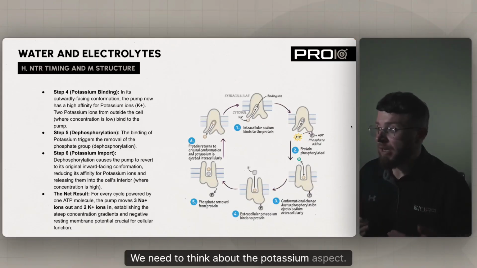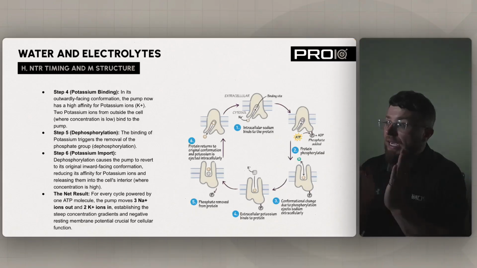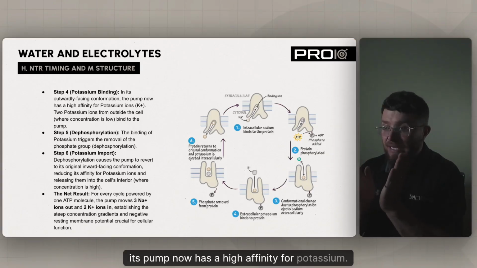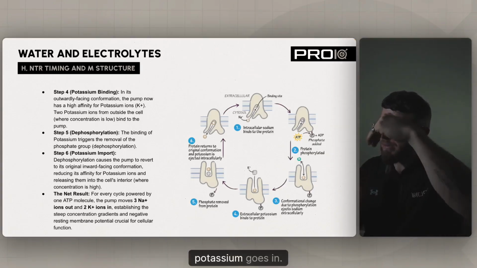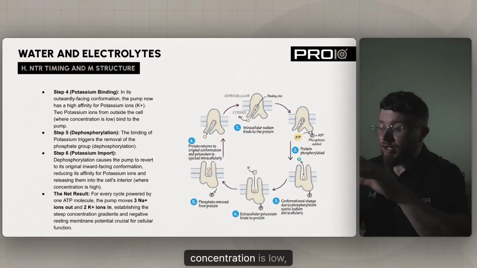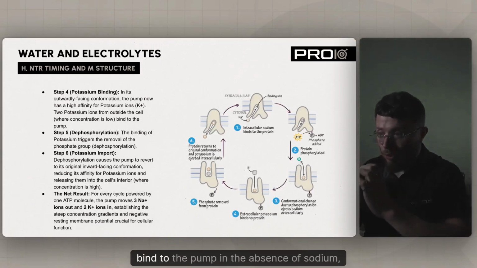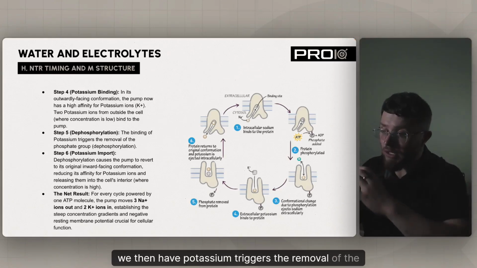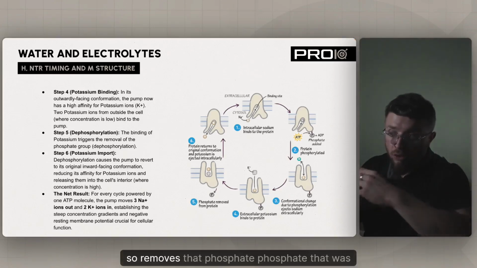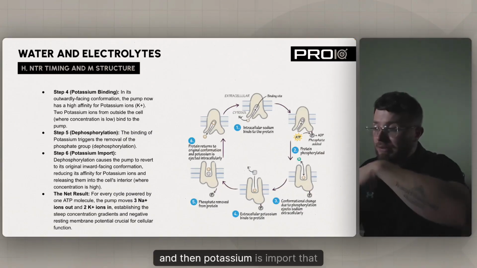We need to think about the potassium aspect. So potassium binding, right, in its outwardly facing position, the pump now has a high affinity for potassium. As sodium goes out, potassium goes in. 2 potassium ions from outside of the cell, where concentration is low, i.e. there's less potassium on the outside of the cell, bind to the pump in the absence of sodium. We then have potassium triggers the removal of the phosphate group. So it removes that phosphate that was donated by ATP previously, and then potassium is imported.